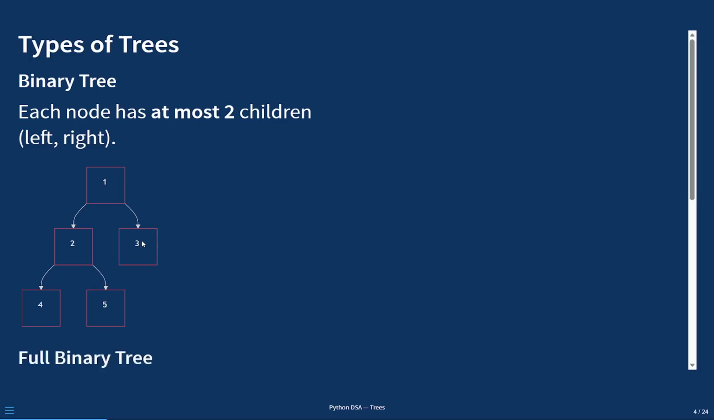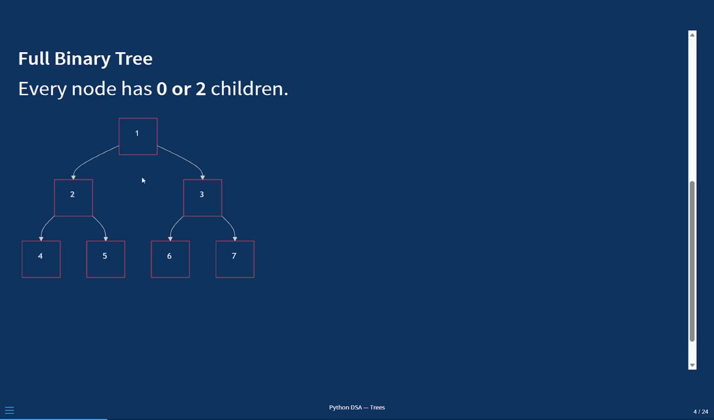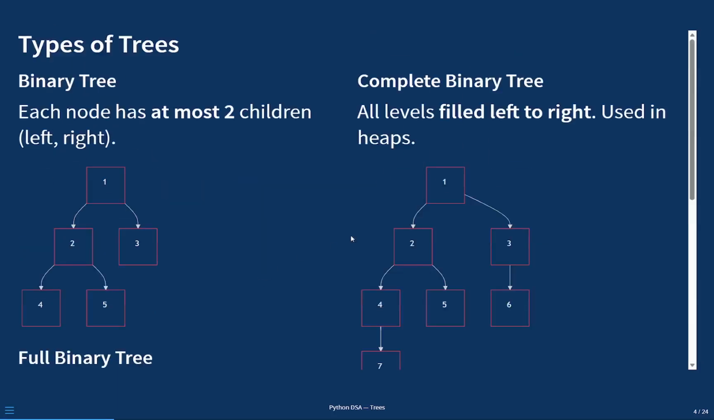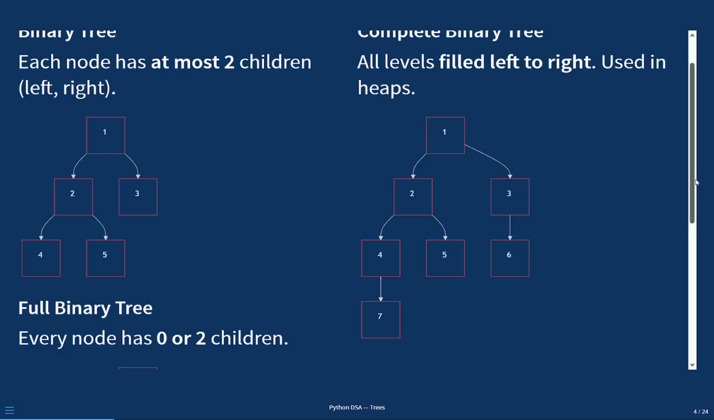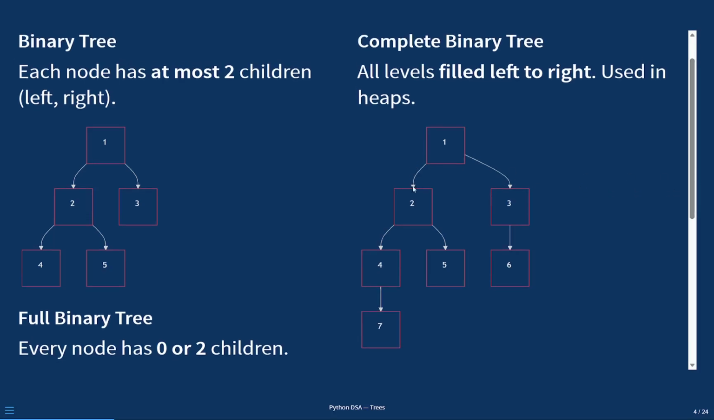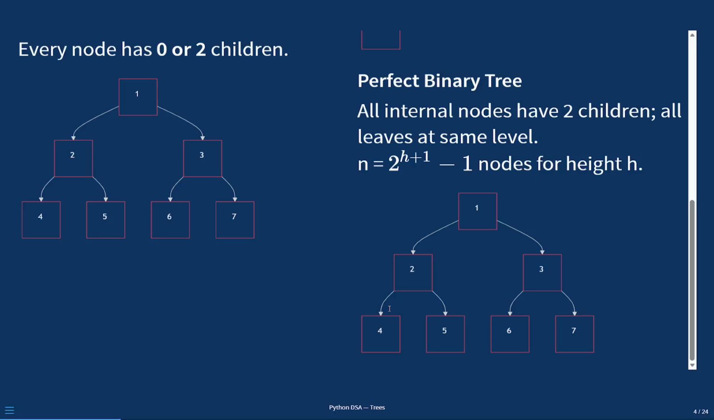Full binary tree, a stricter form. Every node has either 0 or 2 children, never exactly 1. No node is a half-filled branch. All internal nodes are fully branched. All leaves have no children. Complete binary tree. All levels are filled from left to right. The only exception is the last level, which may be partially filled, but it must fill from the left with no gaps. This structure is exactly what makes heap storage in a flat array work correctly, as we'll see in the heap slide.